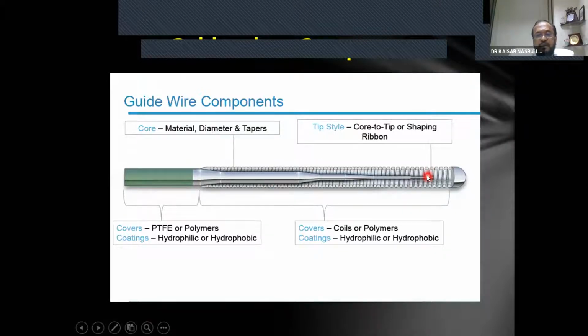Central core, and this is the distal tip weld, and over it there is an outer covering, and over this outer covering there is an outer coating. These are the four components of a guide wire.